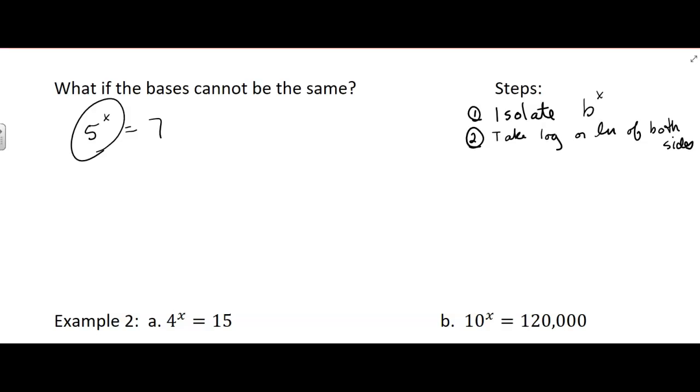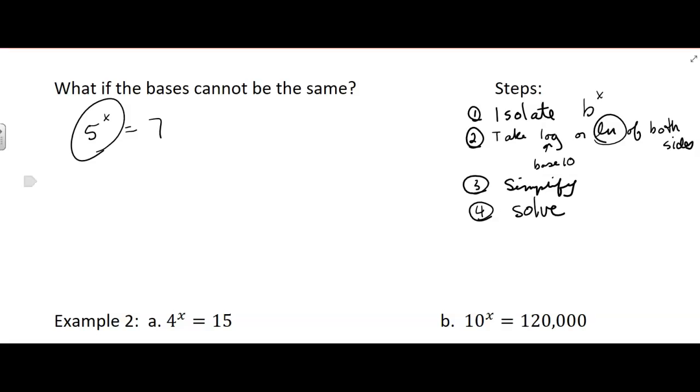Okay, so you're really only going to use the common log if you have a base 10. Anything else, just use the natural log, okay? Then you're going to simplify, and then you're going to solve. Okay, so on this example here, we already have the 5 to the x by itself.